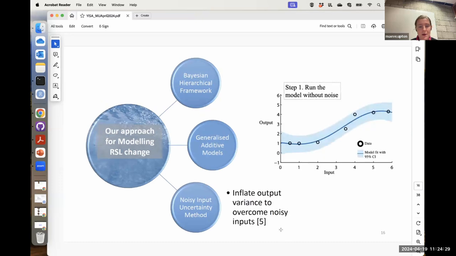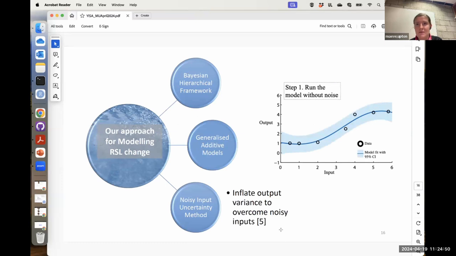Okay, so the last component is the noisy input uncertainty method. As I showed you at the start, we have these large uncertainties in both the input and the output. So there's this technique that McHutchon and Rasmussen developed using Gaussian processes. We've adapted it for GAMs instead.